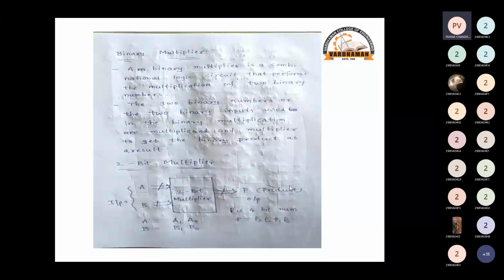Now we'll see how to multiply them. The product P is equal to P0, P1, P2, and P3. This is similar to decimal number multiplication. Here we are considering two binary numbers A and B: A1, A0 and B1, B0.